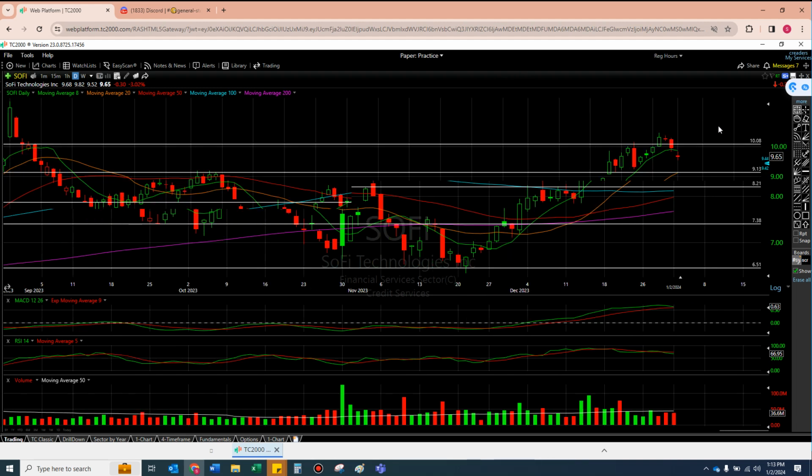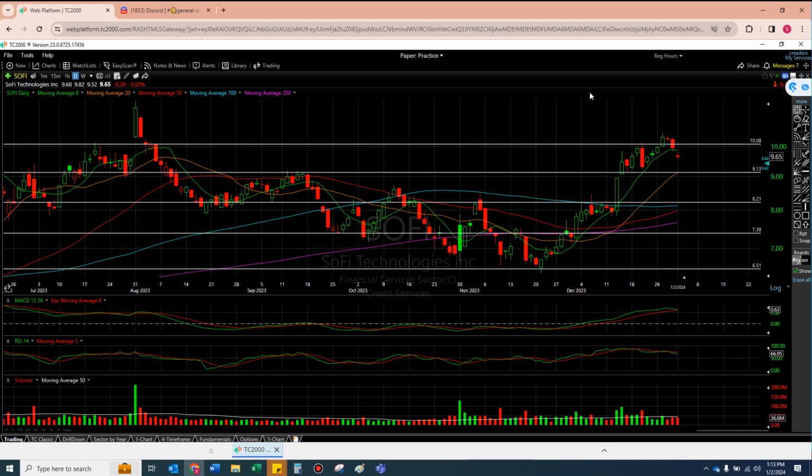So this 1008 line looks like it was a hard resistance, right? We definitely get over it once. You know, I need more than a single day, right? The doji never counts. A day after the doji is generally telling.